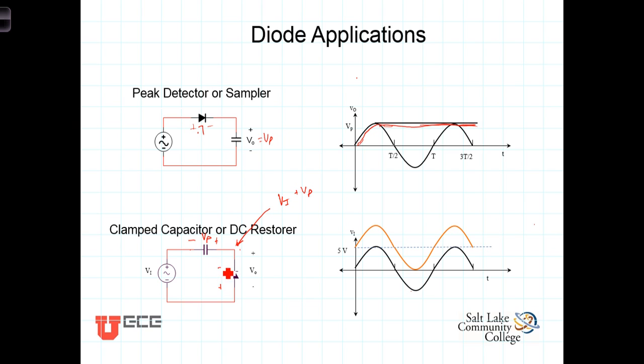If we were to allow for a 0.7 of a volt drop, and you'll see this in the lab, this is going to be something less than a 5 volt. In fact, it'll be 0.7 of a volt less than a 5 volt offset, and it will be something like that.